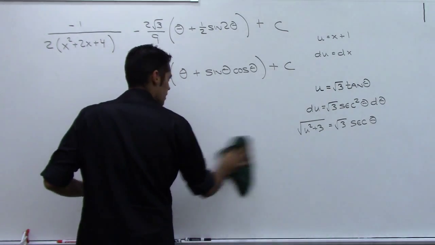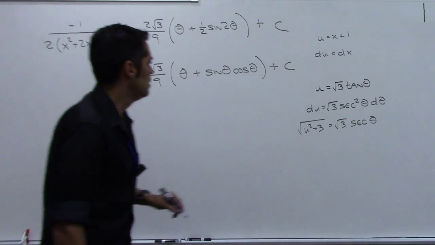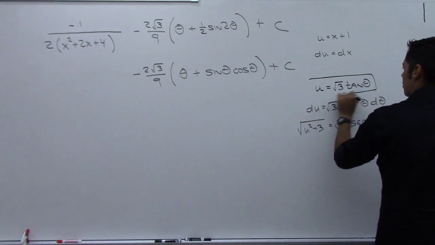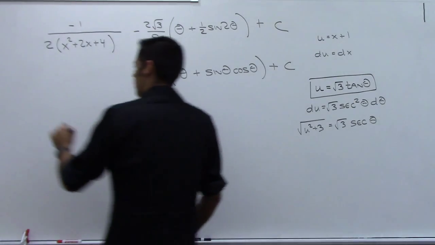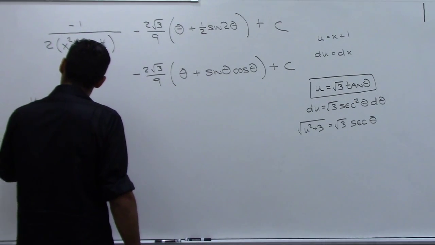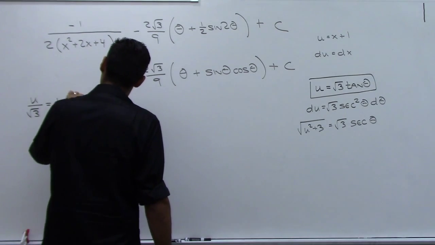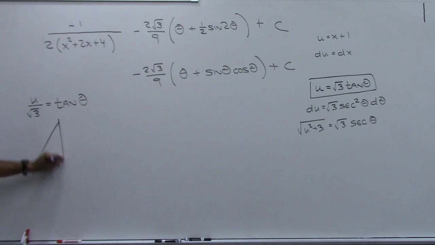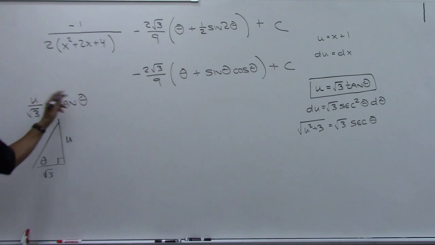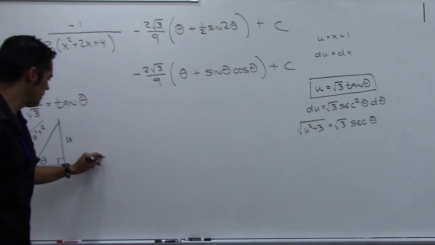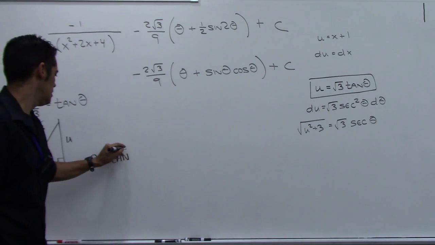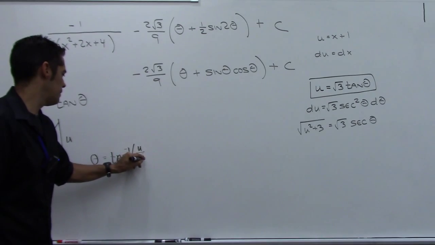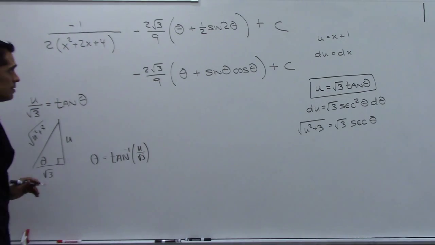And then I go through and I need to make a reference triangle. And the reference triangle will come off of this information right here. So I have u over root 3 is tangent theta. And then I can get this. See, theta, u, root 3, this side's square root of u squared plus 3. Also, taking arctangent on both sides, I know that theta is equal to arctangent of u over root 3. So I've got everything I need to rewrite this.